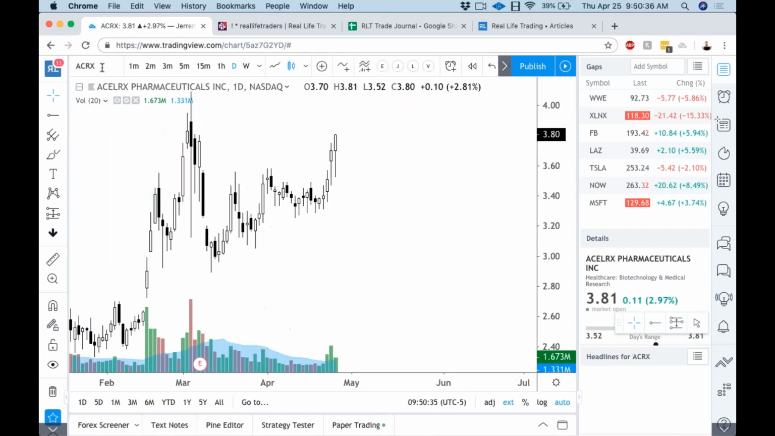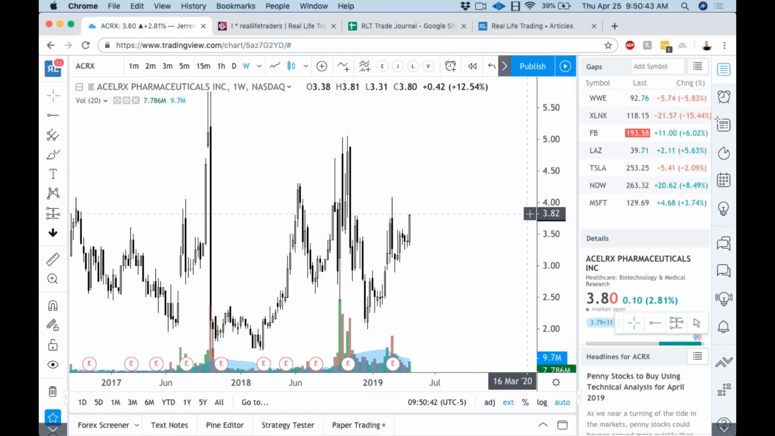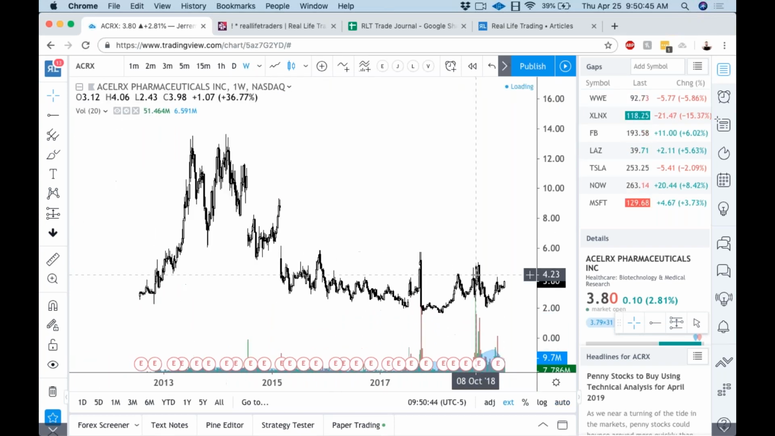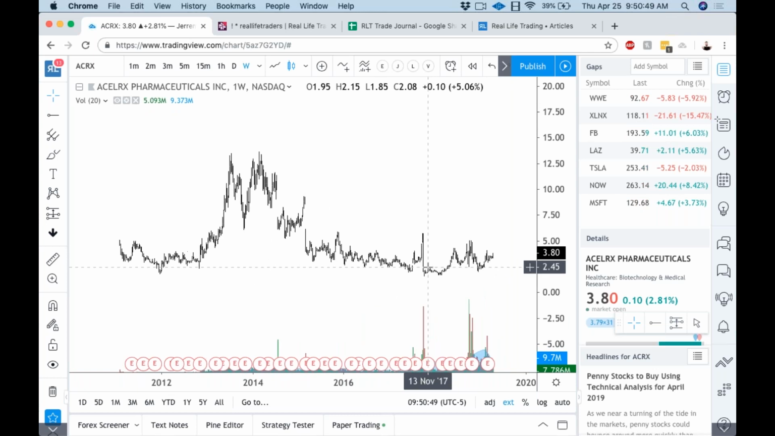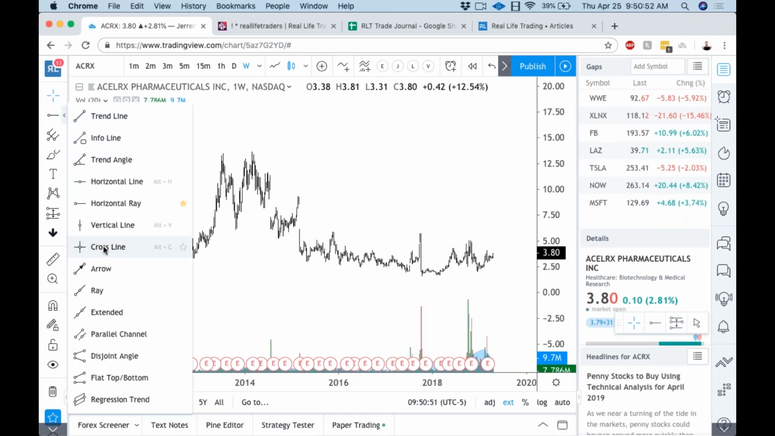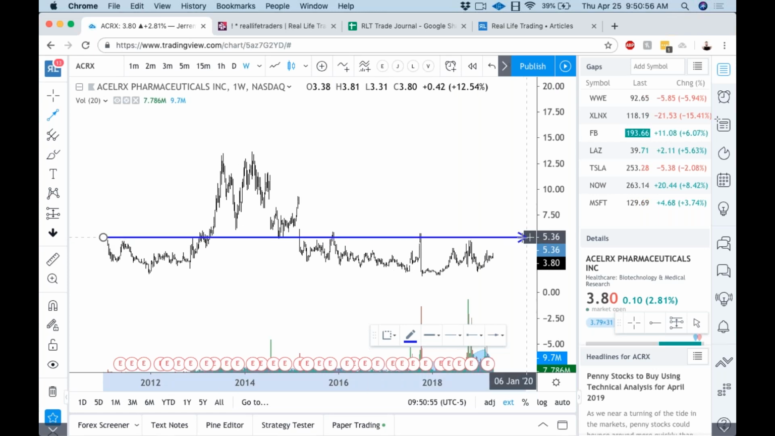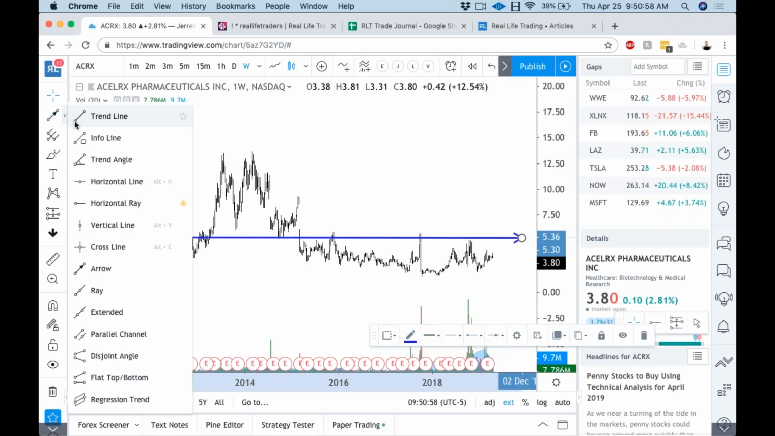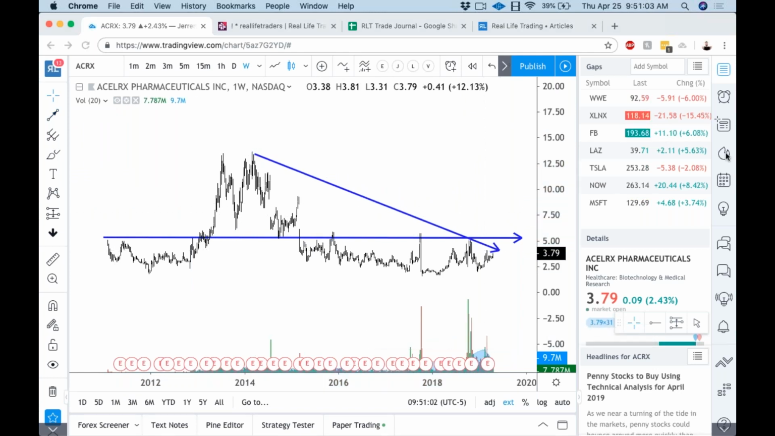ACRX, AccelerX Pharmaceuticals. Let's check it out. So the first thing I do on a stock that I've never seen before or heard of is I pull up the weekly chart. So pulling up the weekly chart, what I'm looking for is what is the trend? So the trend on AccelerX is sideways to down. That's the trend. So bearish to neutral. That's the trend on ACRX.